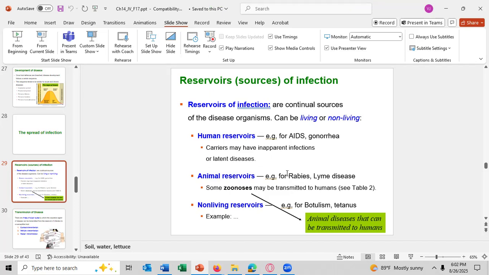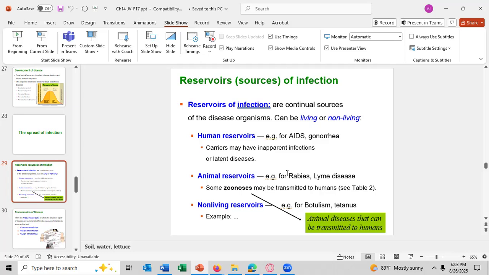And the reason is the virus, when it gets to the brain of an animal, is transmitted to the salivary glands and then can be shed by the salivary glands. In humans, it doesn't move to the salivary glands. So humans do not shed the virus.